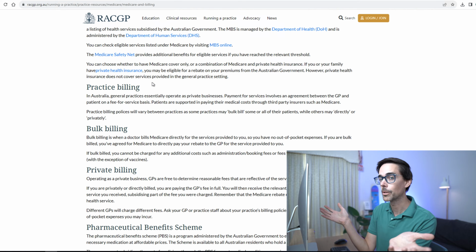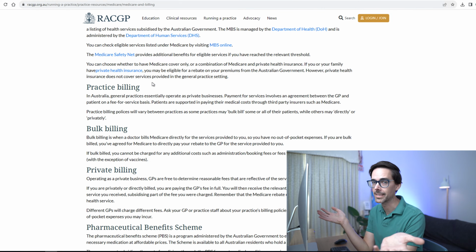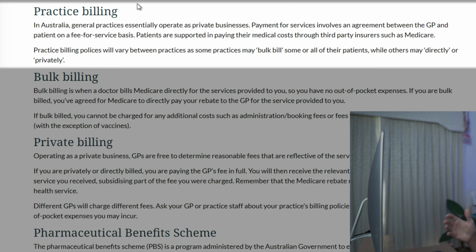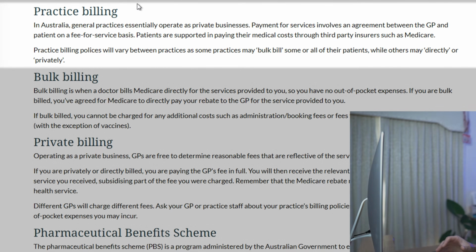Now, if you scroll down a little bit lower here, you have this bit on practice billing. So GP practices in Australia actually operate as private businesses. They're not part of that hospital public health sector where everything is free. And when I say free, I mean that the taxpayers are effectively funding your treatment. GP practices are different. They're businesses.